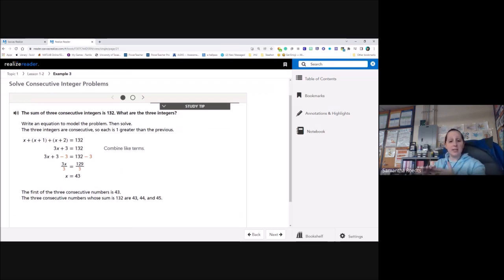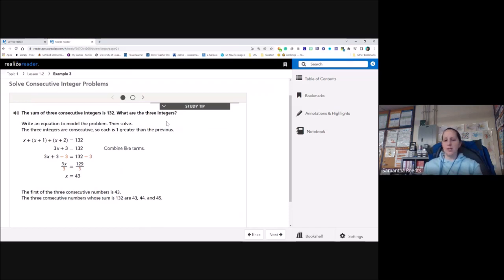Again, I have 3 consecutive integers. So 43. 43 plus 1 is 44. And 43 plus 2 is 45. Okay. Make sure, especially on problems like these, that you're reading through the instructions and giving an answer of what they actually asked for. So they might just ask, what's the first integer? And all you have to give them is 43.